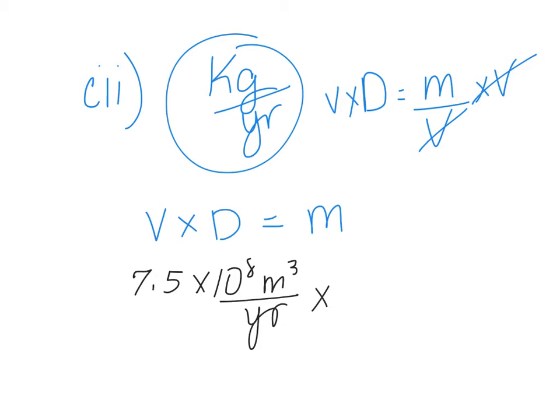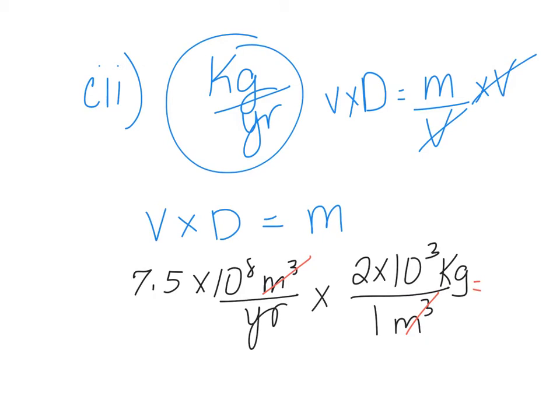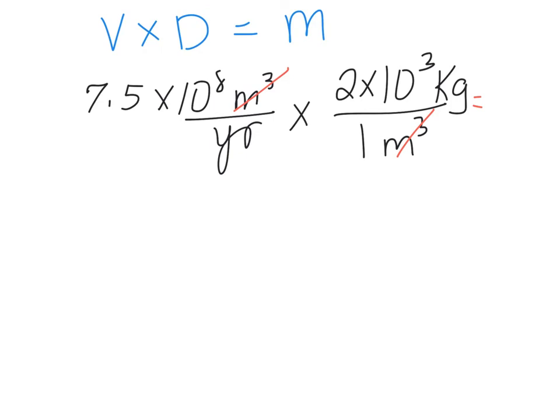And from the table of givens, it gives our density for the reef as 2 times 10 to the 3 kilograms per 1 meter cubed. So now our meters cubed cancel, and we're going to end up with kilograms per year, which is great. That's what we want. So when we solve this math, 7.5 times 2 is equal to 15, and you can probably do that in your head. And we add 10 plus 3, which gives us 10 to the 11th.